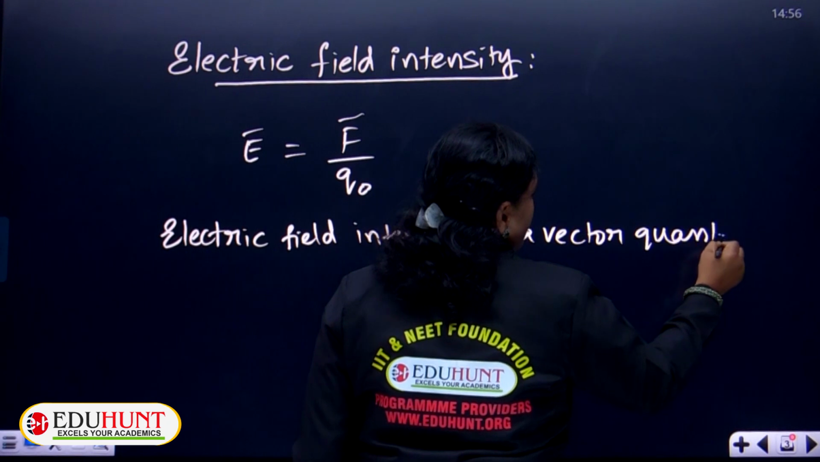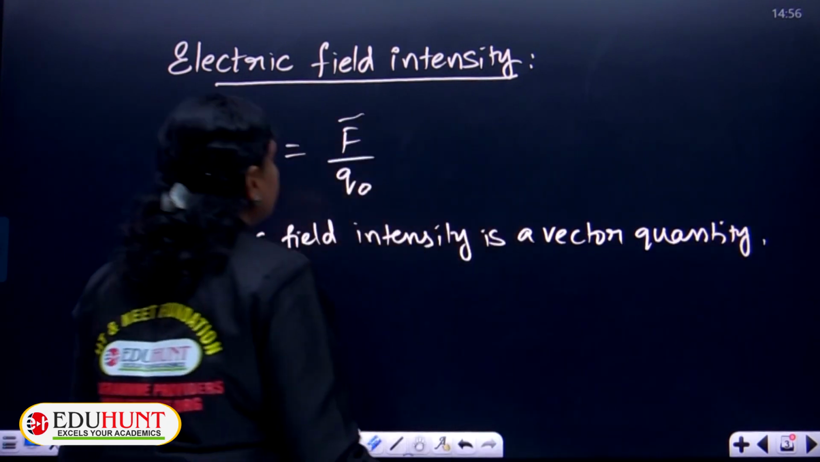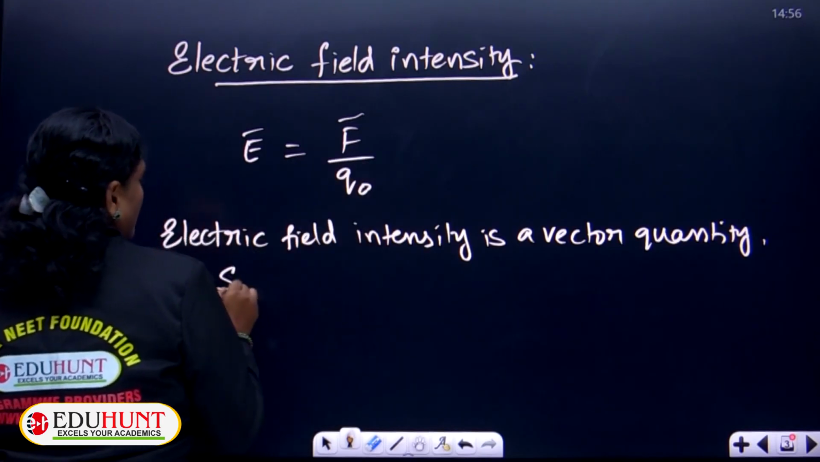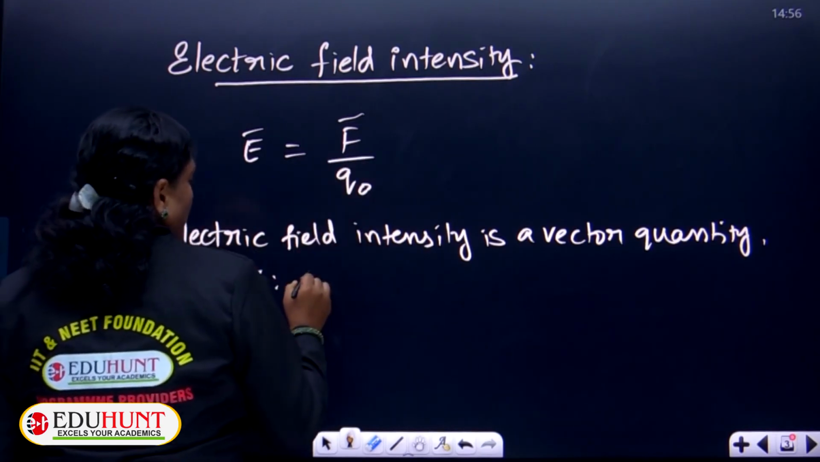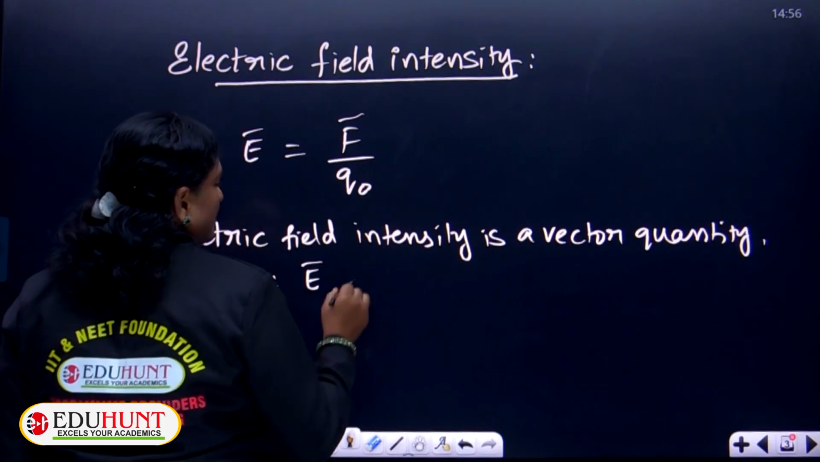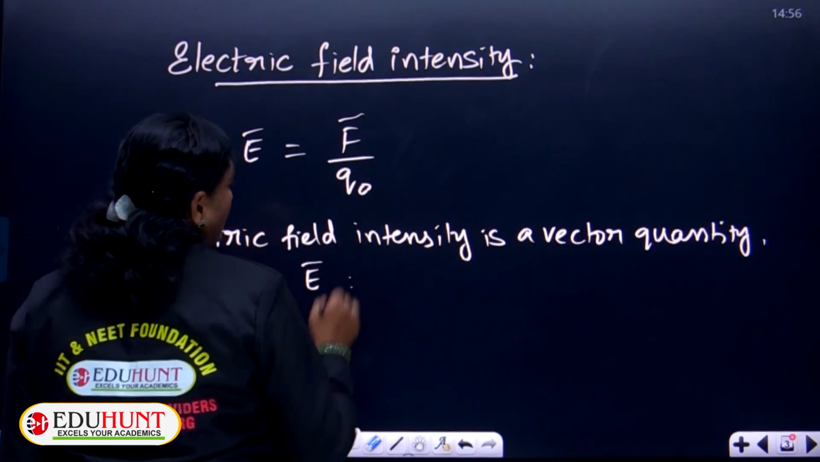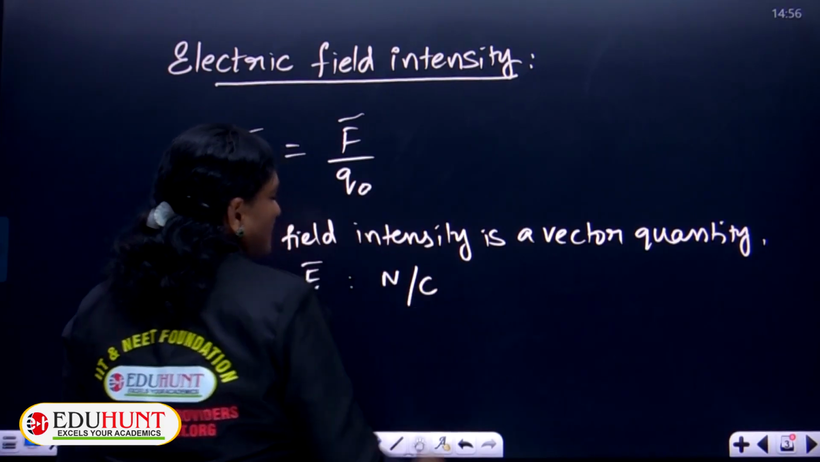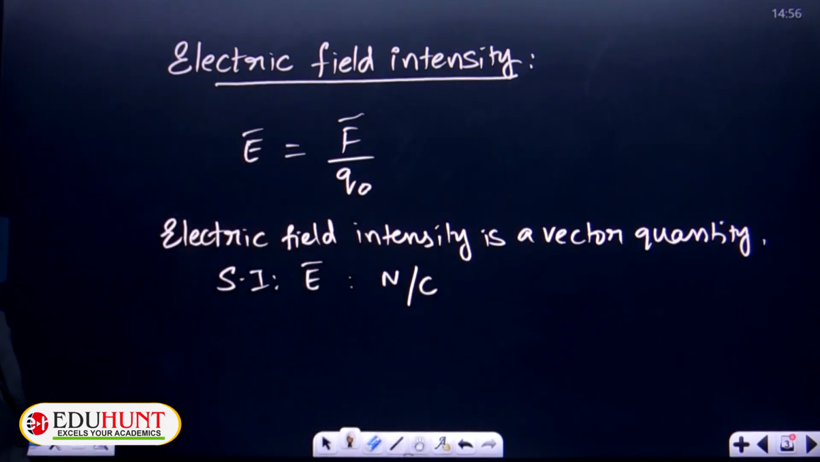And the units of the electric field: in the SI system, force is measured in Newton and charge is measured in Coulomb. So, Newton per Coulomb is the SI unit of the electric field.